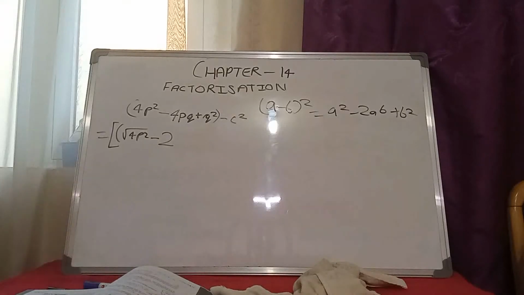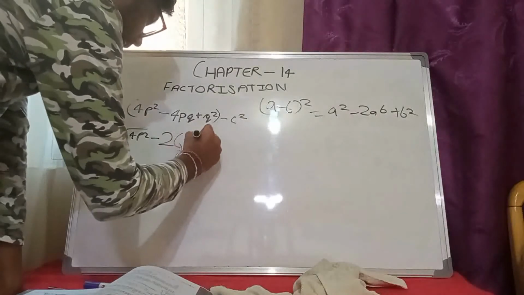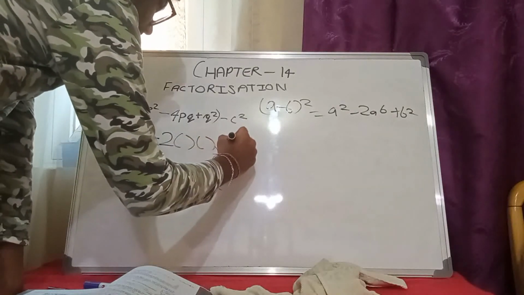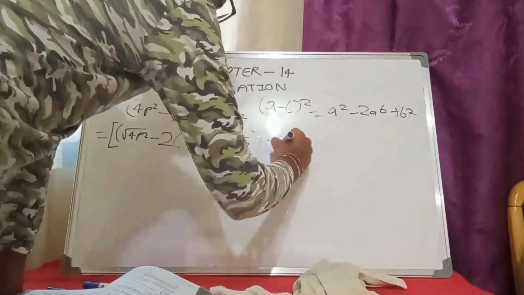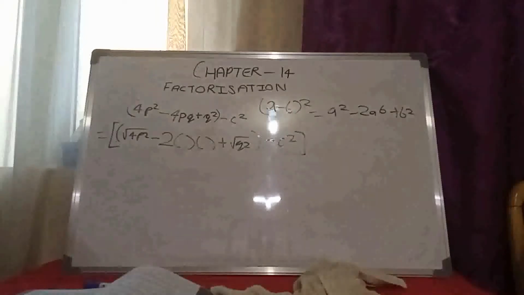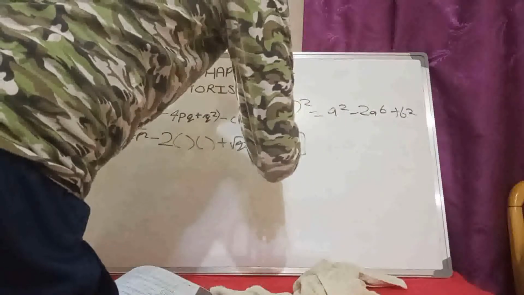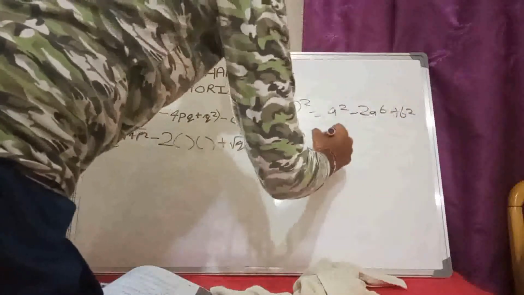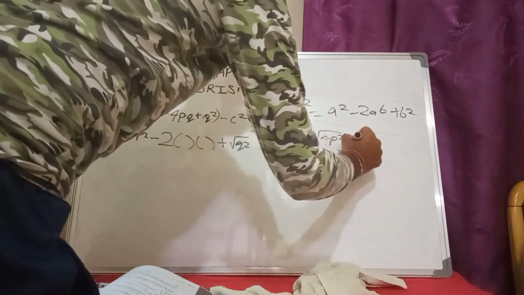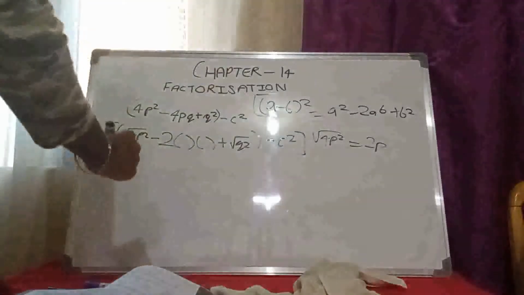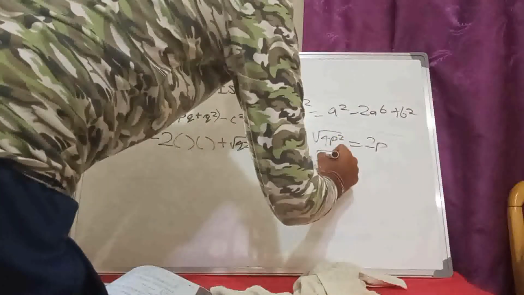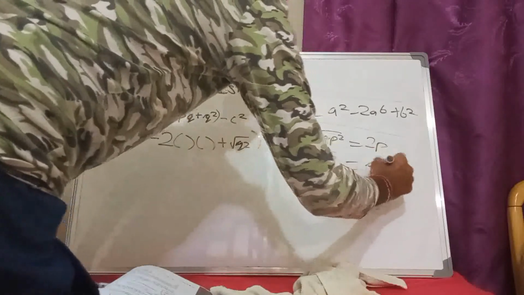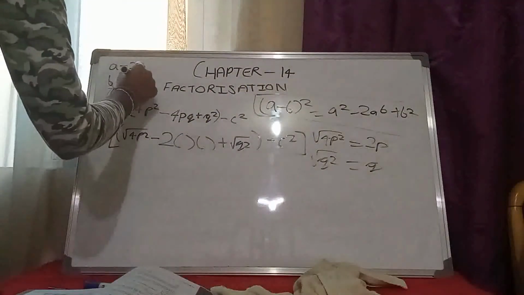Sorry for the mistake, it's 4p square. So if we solve it like that, it will be (2p) square plus the square root of q square, and then we close it, then minus c square. So this is how we form it. Now finding the square root, if we find the square root of 4p square, it will be equal to 2p. So we find out a equals 2p. Now b will be the square root of q square, that is q. So we get b equals q.